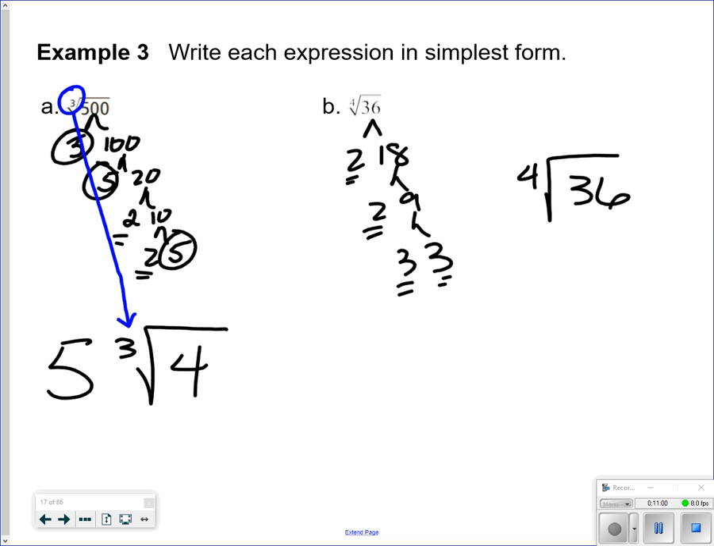So as you are doing this question, you need 4 of a kind. A bunch of people, when they see this question, are going to think, well, the answer should be 6. And yes, the square root of 36 is 6, but the 4th root of 36 does not change.